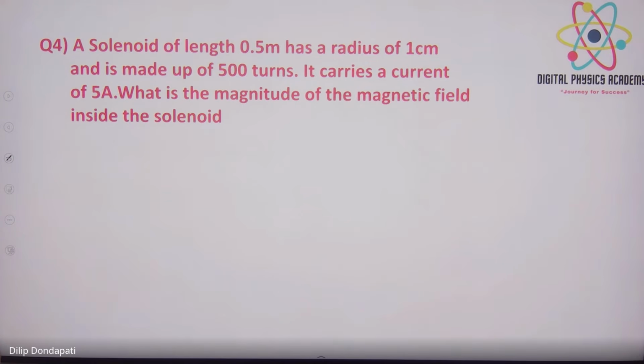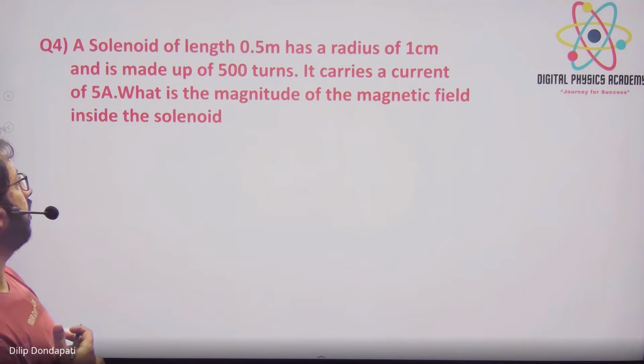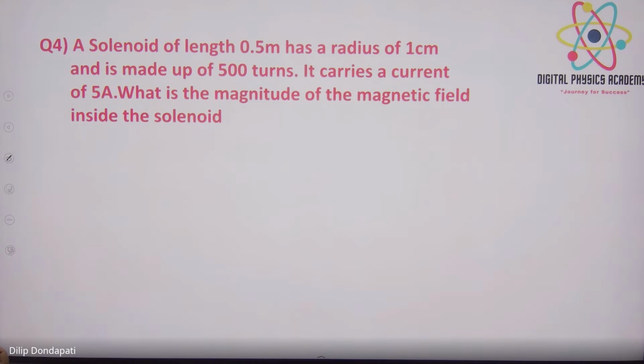A solenoid of length 0.5 meters has a radius 1 centimeter and is made up of 500 turns. It carries a current of this much. What is the magnitude of magnetic field inside the solenoid? B value is asked. That's it.